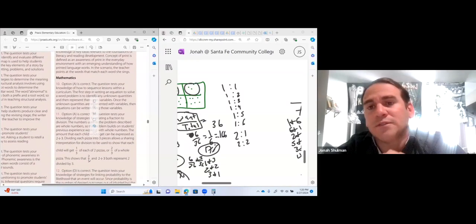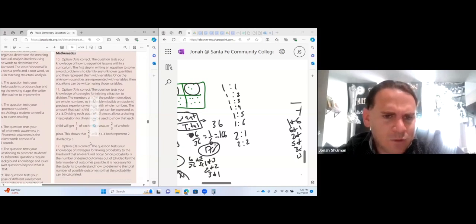12 is D. Sweet. 3 for 3. The question tests your knowledge of the strategies for linking probability to the likelihood of an event occurring. Since probability is the total of desired outcomes, the bottom, over which we want, it's necessary to understand the total number so the probability can be calculated.